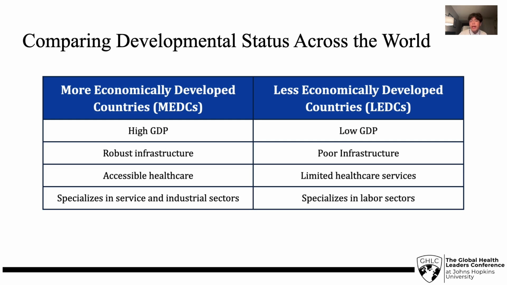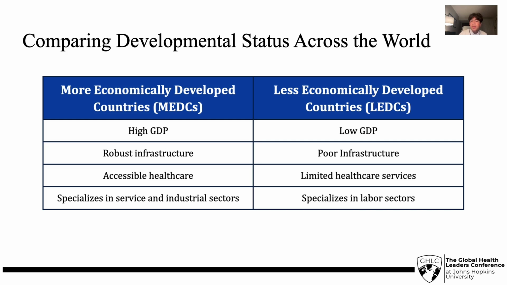For instance, in MEDCs, walkable cities and access to fresh food reduce obesity risk, while the infrastructure in LEDCs makes it difficult to maintain a healthy lifestyle. Healthcare in MEDCs promotes regular preventative care to detect and reduce obesity-related conditions early on, while it may be difficult to access healthcare in LEDCs. In MEDCs, jobs are often sedentary, leading to inactivity, while in LEDCs, physical labor remains more common.